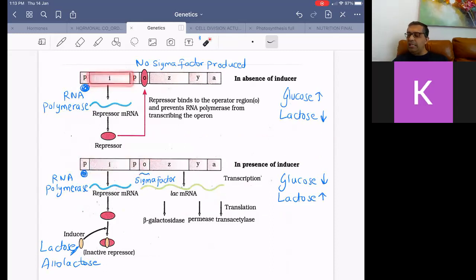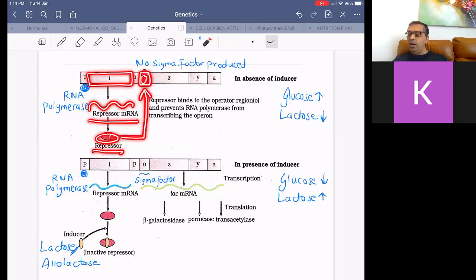It undergoes transcription to form an RNA called the repressor mRNA, which undergoes translation to form a protein called the repressor protein. And the repressor protein goes and binds to the operator gene. Repressor protein operator gene को bind कर देगा.